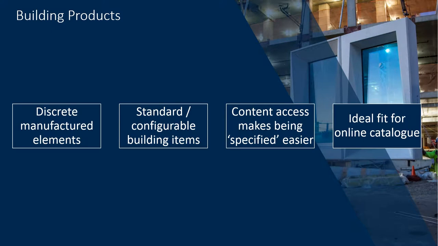So for discrete manufacturing elements, standard configurable building items that we could use, also looking at making it easier, accessing specified content, right? But also an ideal fit for online catalogs. Now, we found with some client experience, people want to manufacture components that go into a building. Could be interiors, it could be exteriors, facades, window fittings. But it needs to be configurable, easy for them to work with, easy to configure, and from there get drawings. Now, I'm going to take you through some of the 2D to 3D workflows, as well as using these components for the transition.